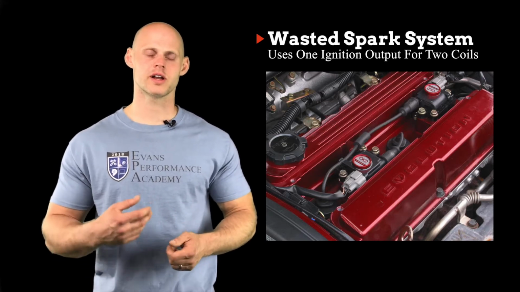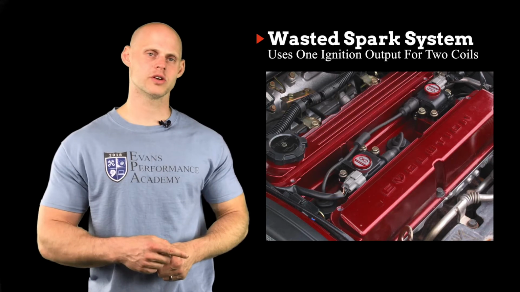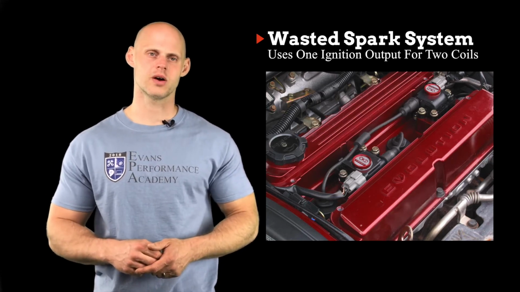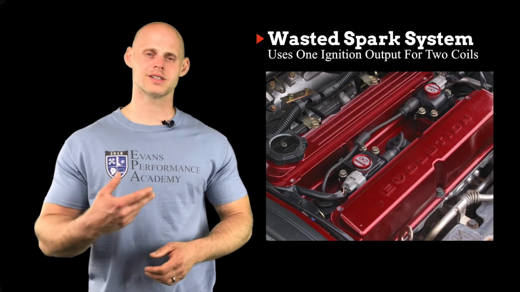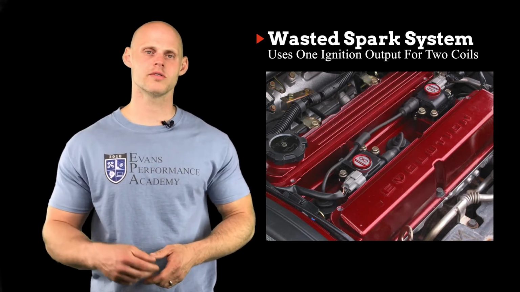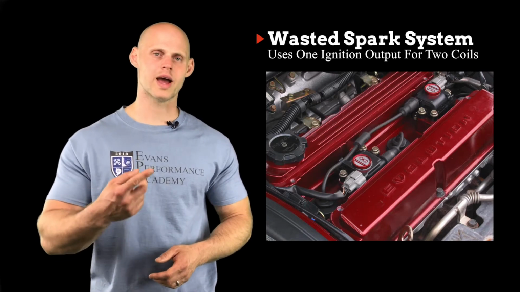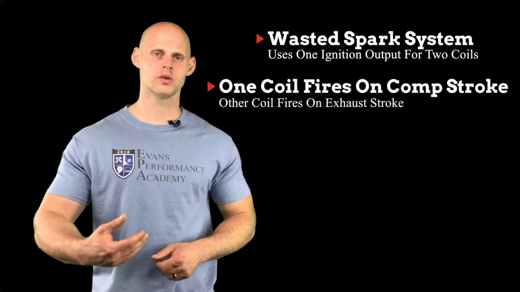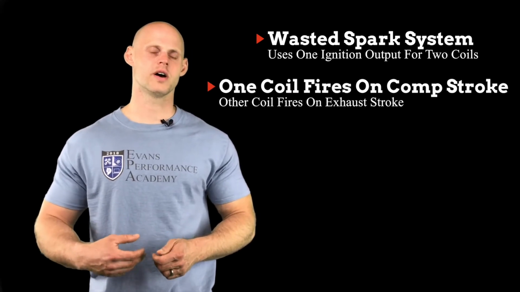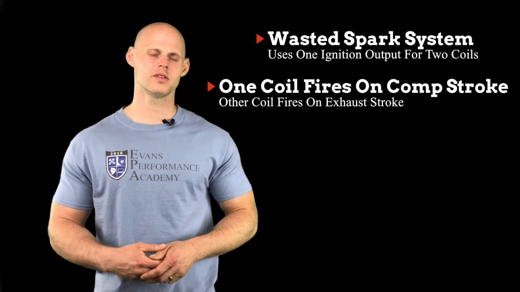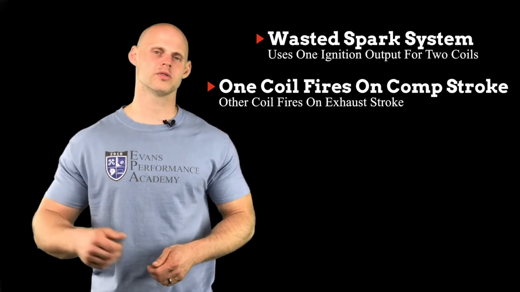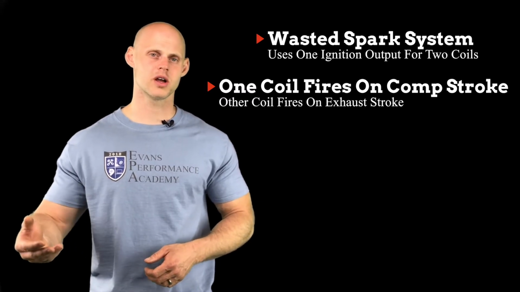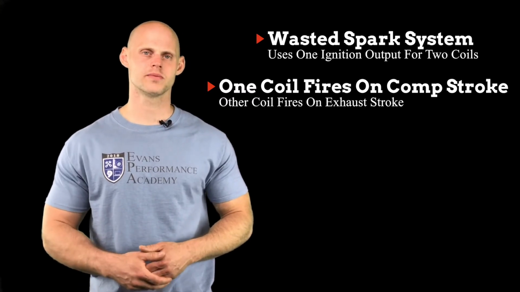And in this case, again, we're going to have two ignition coils triggered by one ignition output from the ECU. Now, this is similar to the idea of semi-sequential fuel injection, where we have two injectors wired to one output on the ECU. We're going to be firing one coil when we want, so it's going to fire on our compression stroke, but the other coil is going to fire on the exhaust stroke. And that's where the name wasted spark comes from, because we're going to be wasting the spark, and it's going to happen on the exhaust stroke.